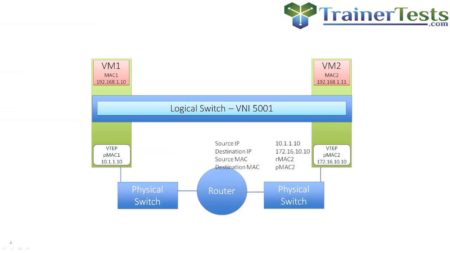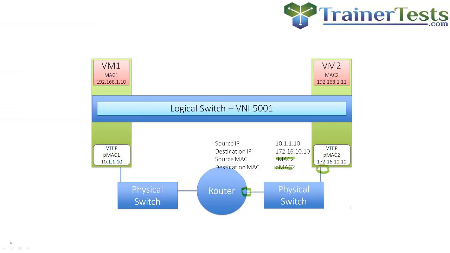And here's what our headers look like after the fact. Now, a few things have changed in this case. The source IP is still the IP address of our sending VTEP. The destination IP also has not changed. It's the IP address of the receiving VTEP. And then we have our source MAC, which is this interface on the router, and the destination MAC, which is now the MAC address of the VTEP.